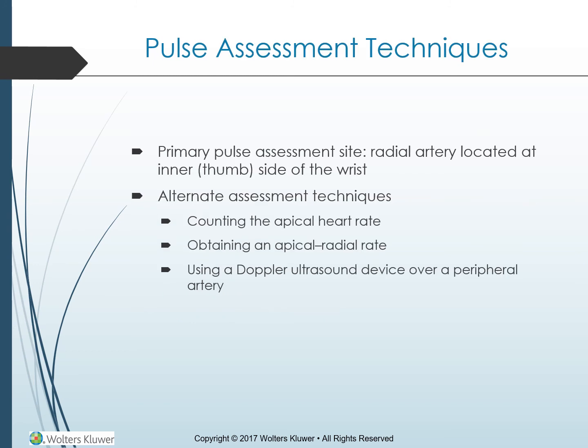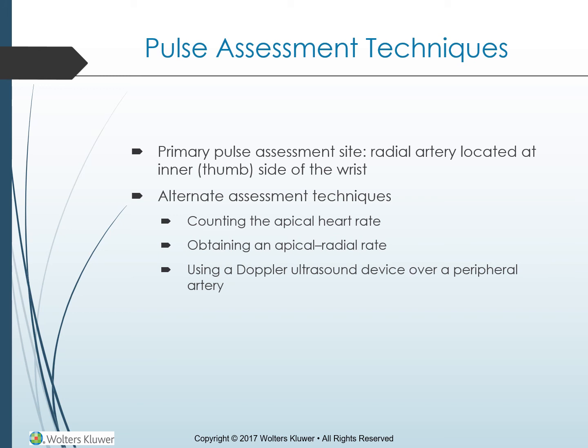Primary pulse assessment sites: the radial artery, located at the inner thumb side of the wrist. Alternate assessment techniques are counting the apical heart rate, obtaining an apical radial rate, and using a Doppler ultrasound device over a peripheral artery. The apical heart rate, as you know, is on the left side of the body at the 5th intercostal space and the mid-clavicular line, just below the left nipple.